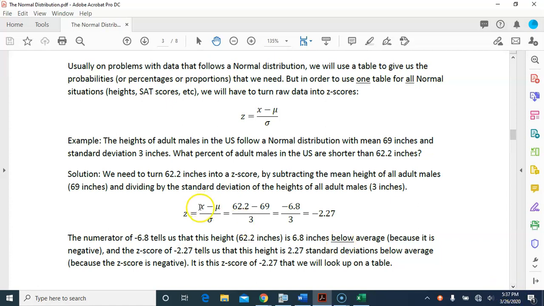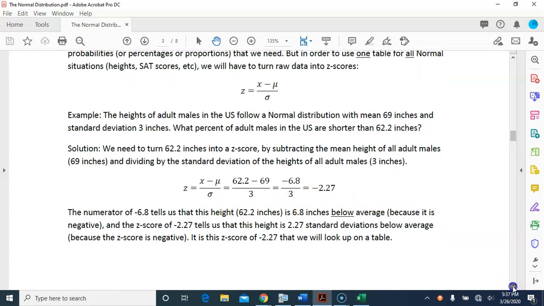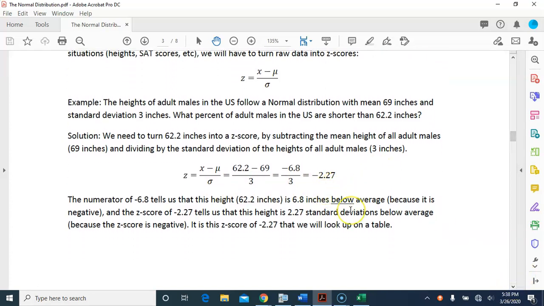So the 62.2 inches minus the mean divided by the standard deviation, pretty simple little arithmetic problem. And we get a z-score of negative 2.27. So the fact that the numerator is negative 6.8 simply means that someone who is 62.2 inches tall is 6.8 inches below the mean. But the z-score of negative 2.27 means that this height is 2.27 standard deviations below the mean.